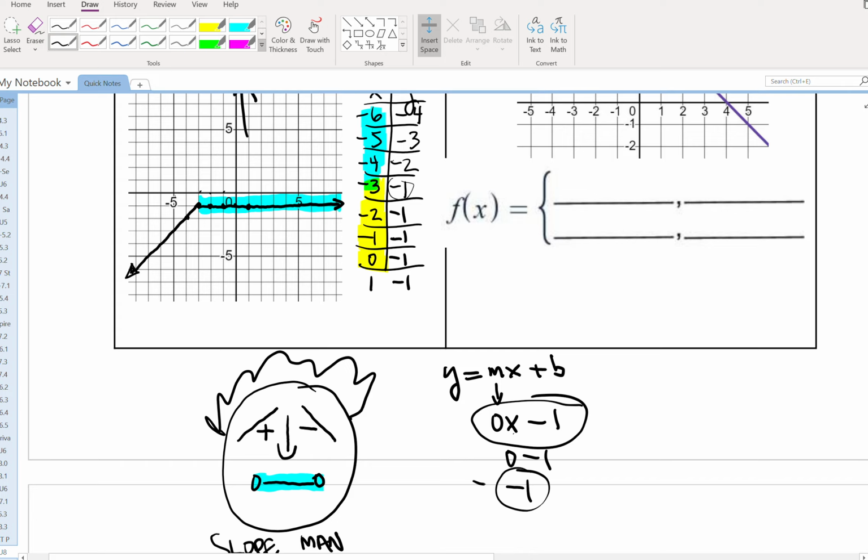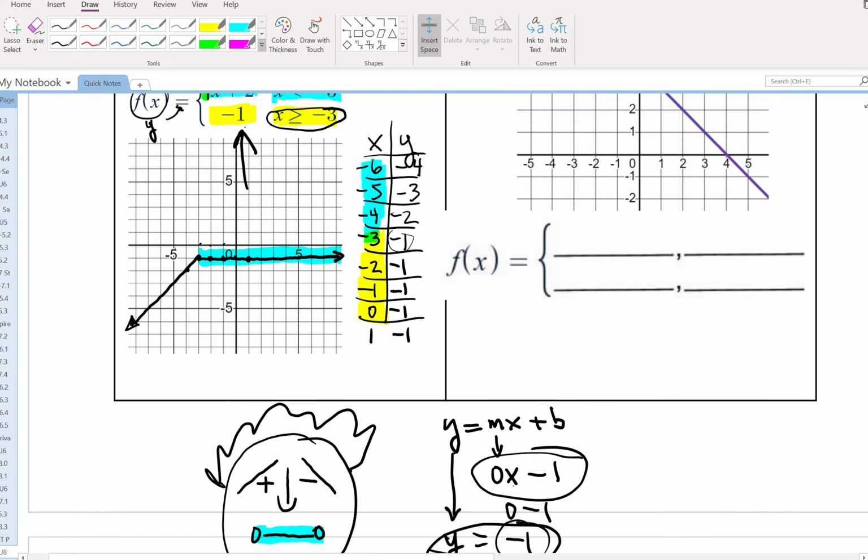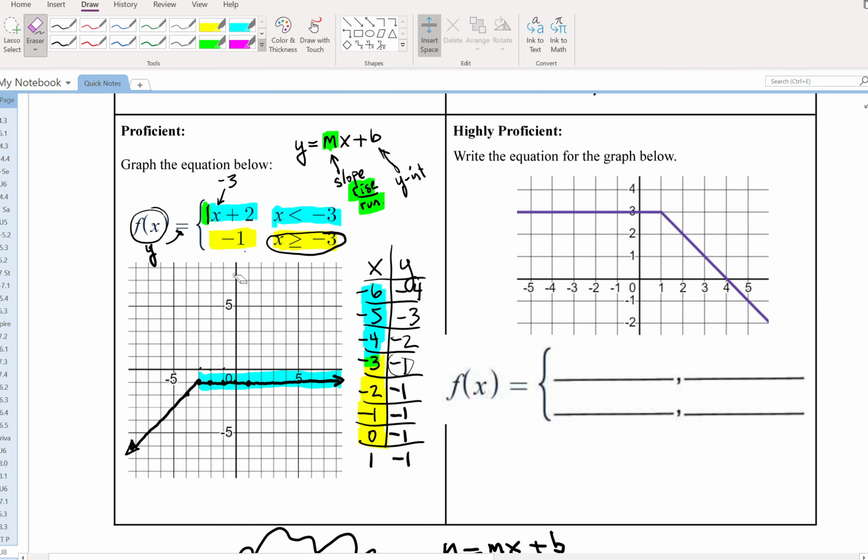So what do I have? y equals negative 1. If you have y equals a number, which is what we have here, y equals negative 1, and there's no x, then that's constant. It's just going to be constantly whatever that value is, and it's going to be a horizontal line. Its slope would be 0, and hopefully that helps.